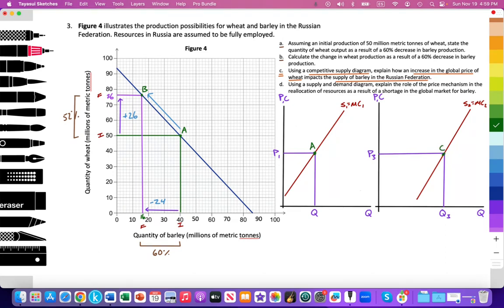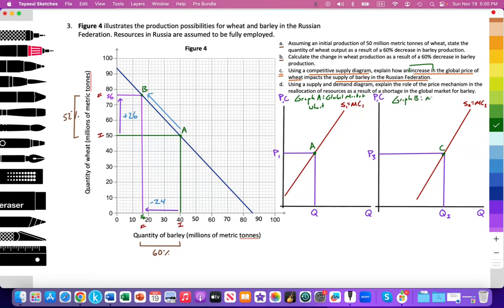So it says here there's an increase in the global price of wheat. So we're going to assume that graph A is the global market for wheat. Okay, then we have graph B.